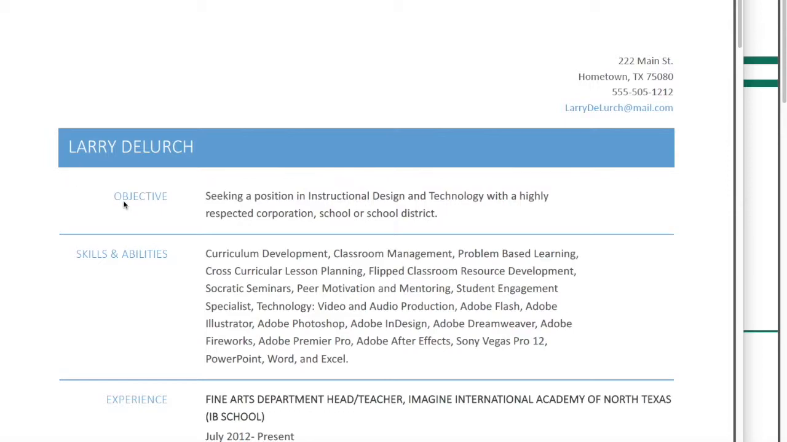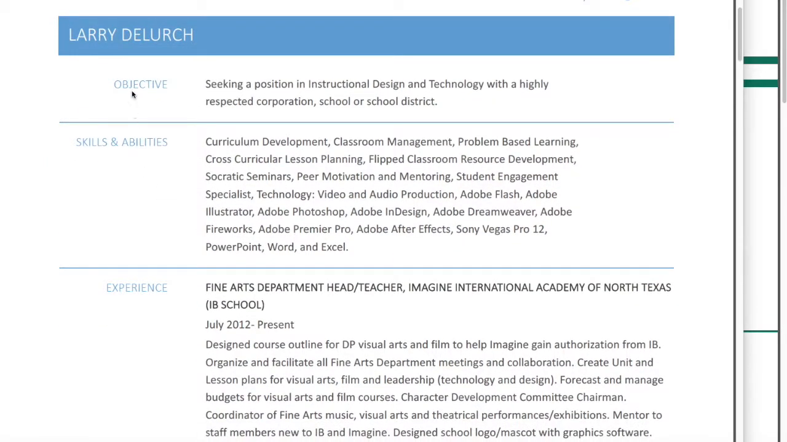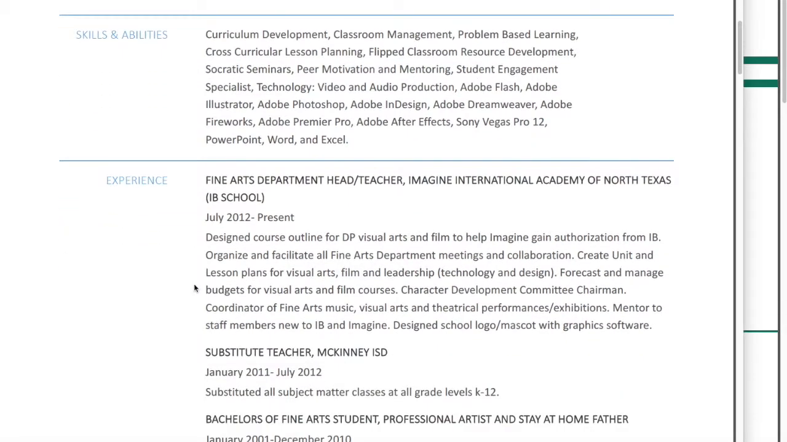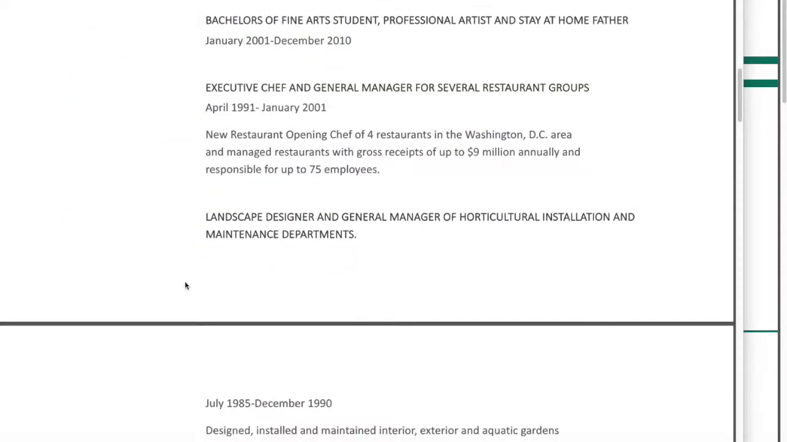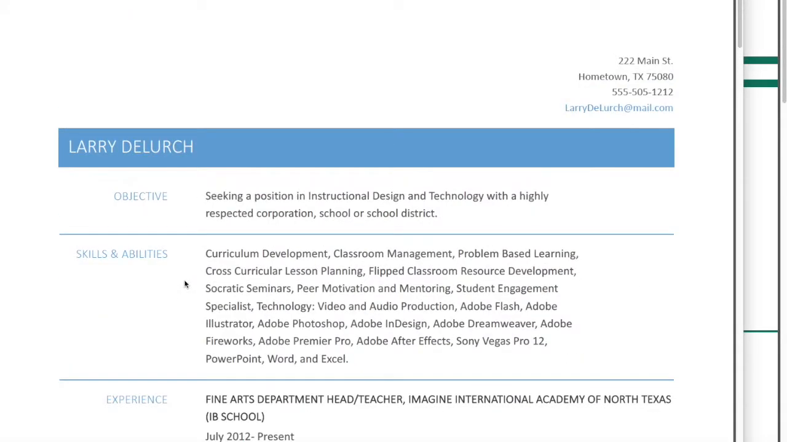We have a problem with these headers, although they are very close to what we're looking for as far as a breakdown in information: objective, skills, experience, and then education down here. The trouble is they're not strong enough to help your eye draw to it and pull out the information you need. So that's a problem.